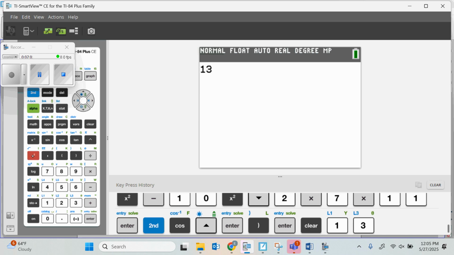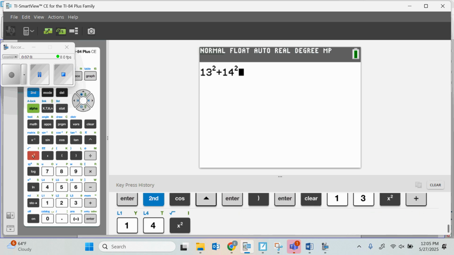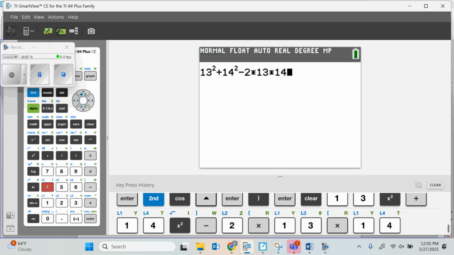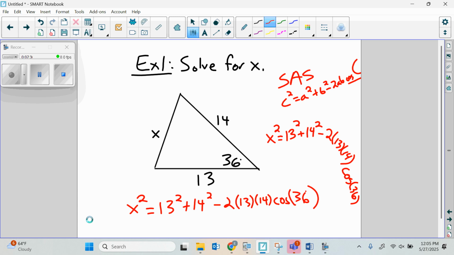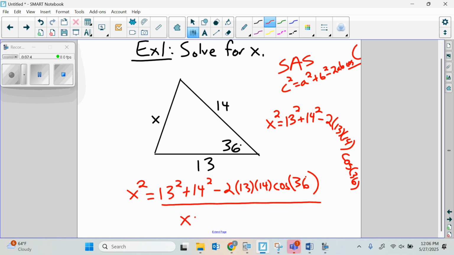So I've got 13 squared plus 14 squared minus 2 times 13 times 14 cos 36. When I take that all in, I get 70.517 or 518. Again, that seems like it's way too big for that third side. But just as a reminder, that answer equals x squared. Right? That 70 number, this whole thing has a value of around 70, but that number equals x squared. To find x, I then have to take a square root of that answer.